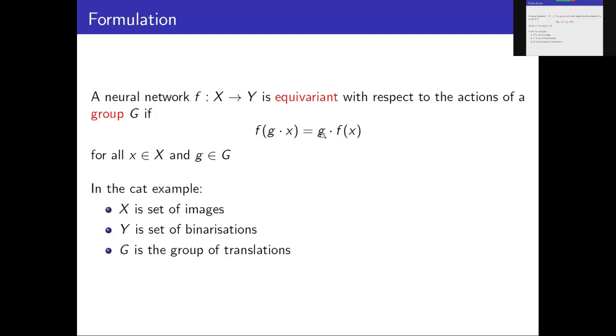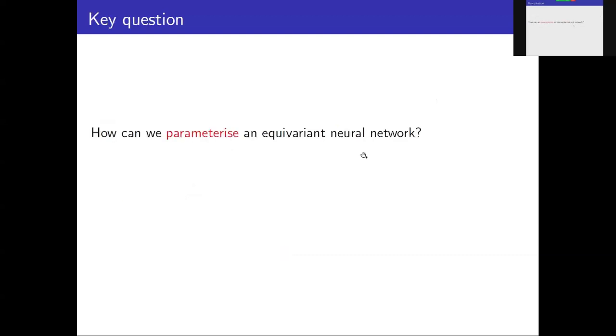So in the example of cats that I gave earlier, X would be the set of images, f would be a function that takes an image and produces a binary image as output, and G would be the group of translations. So it's saying translate your first image, map it through your neural net or your model, however you're defining this. That's the same thing as taking your image, mapping it through, and then translating the result.